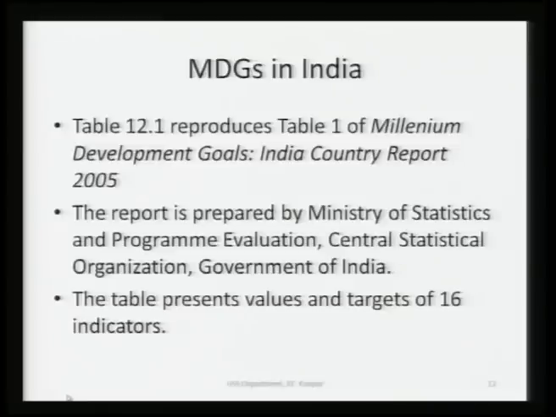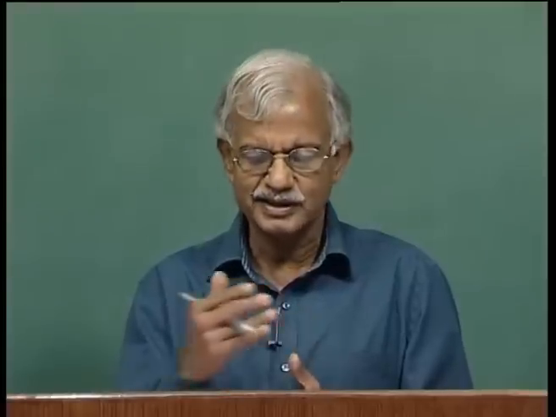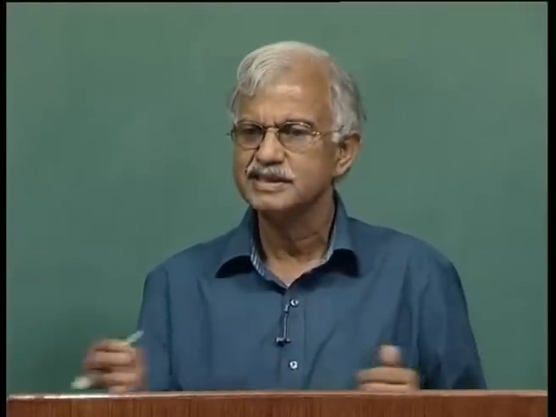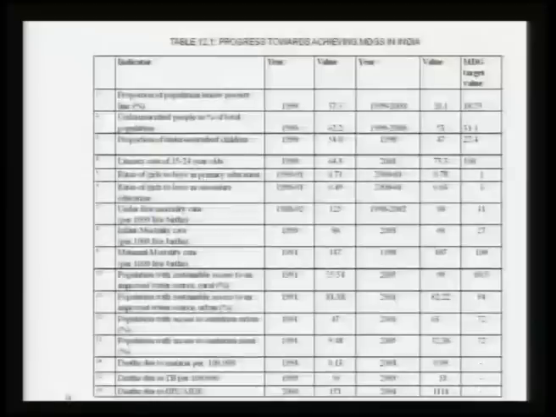Now, MDG goals in India. We have made a table which reproduces table 1 of Millennium Development Goals, India Country Report, which was prepared in 2005. We could collect indicator wise more recent data, but this was one table where at one place I could find information on different indicators. So, I am just reproducing that. The report was prepared by Ministry of Statistics and Program Evaluation, Central Statistical Organization, Government of India, and the table presents values and targets of 16 indicators of different goals, not one, different goals. Let us look at this table.